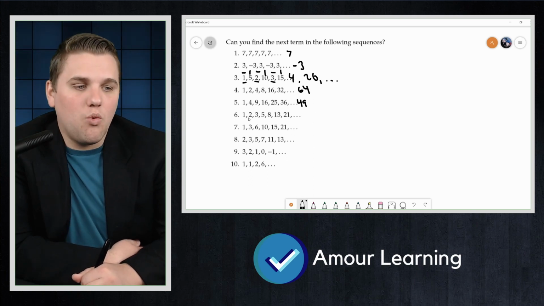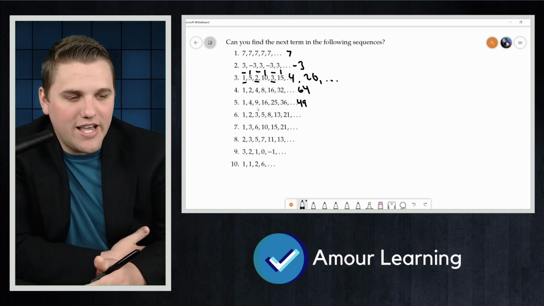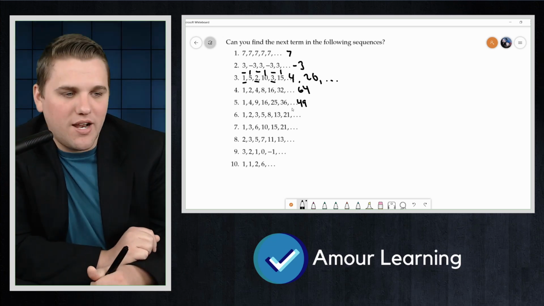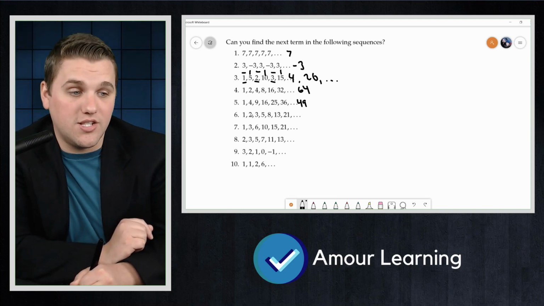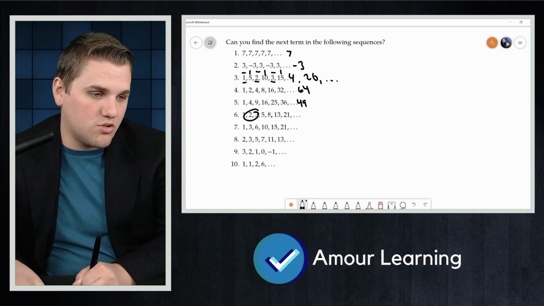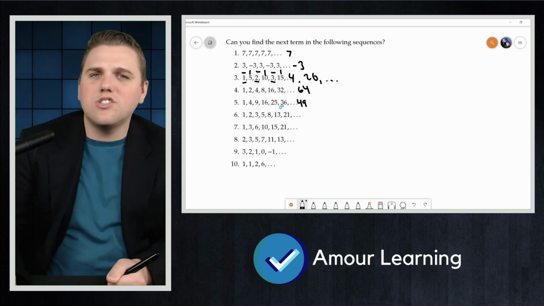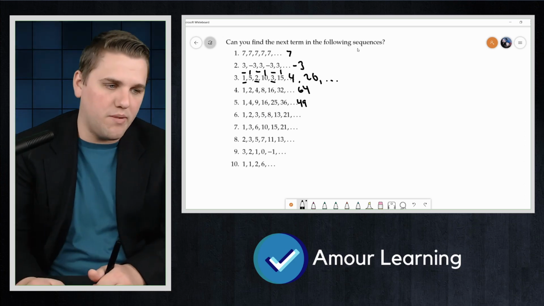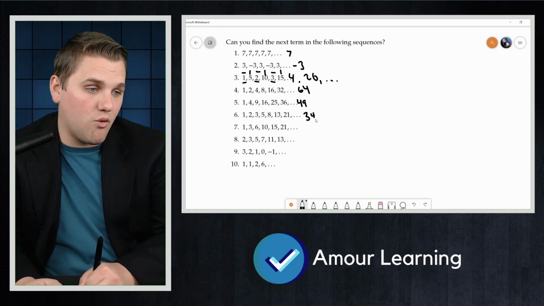This one's a little bit tricky. 1, 2, 3, 5. I was hoping for a 4 there. That would have been nice. 1, 2, 3, 4, 5 would have been nicer, but unfortunately that's not what we're given here. However, I do notice that 3 is 2 plus 1, 5 is 2 plus 3, 8 is 3 plus 5, 13 is 5 plus 8. These are the Fibonacci numbers, just shifted over a little bit. And so the next one's going to be 13 plus 21, which is 34.